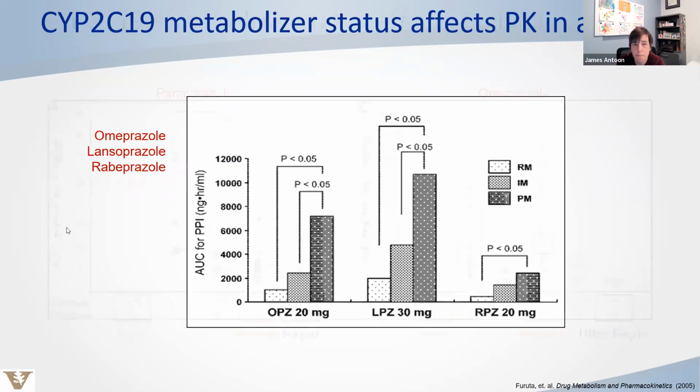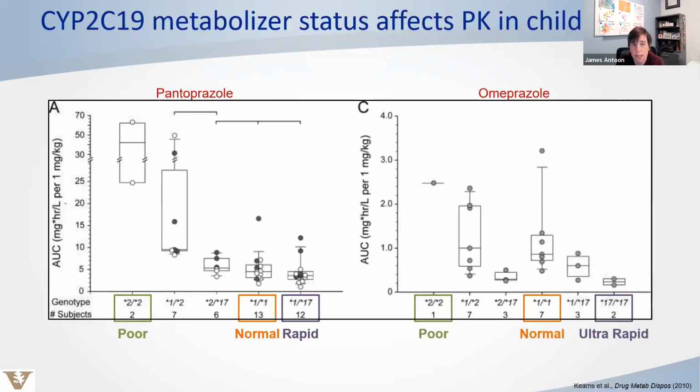Next slide. Now on the pediatric front, we also saw that CYP2C19 metabolizer status had statistically significant differences in the AUCs for various proton pump inhibitors. So again, the poor metabolizers have higher exposures and the ultra rapid metabolizers have much lower exposures, shown here for pantoprazole and omeprazole. Next slide.